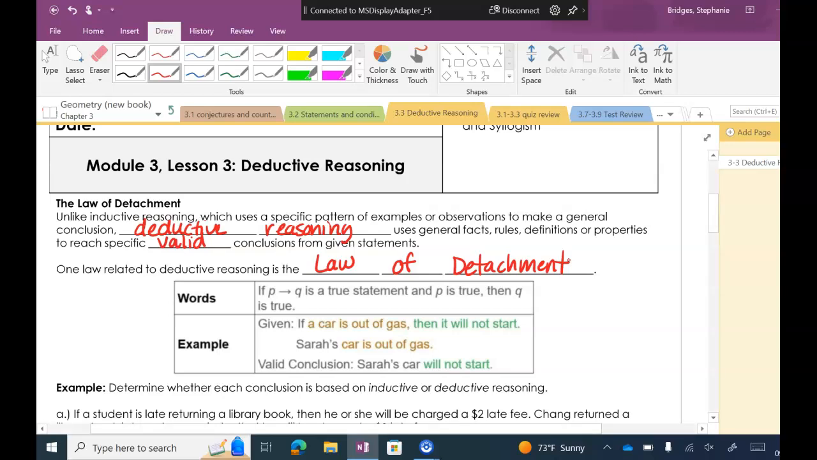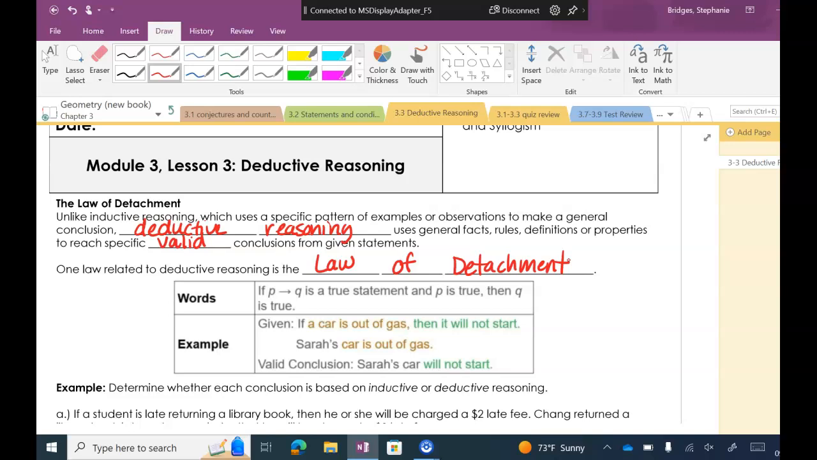Okay, so using our P's and Q's like we did when we talked about our hypothesis and conclusion, what the law of detachment says is if P then Q is a true statement, so like if I speed, then I'm going to get a ticket. That would be my true statement, right? Then the law of detachment is going to say, well, Miss Bridges was doing 80 in a 55. And it's going to ask you what kind of conclusion you can make, and you can say, okay, well, if she was speeding, which she was, then she's going to get a ticket, okay?